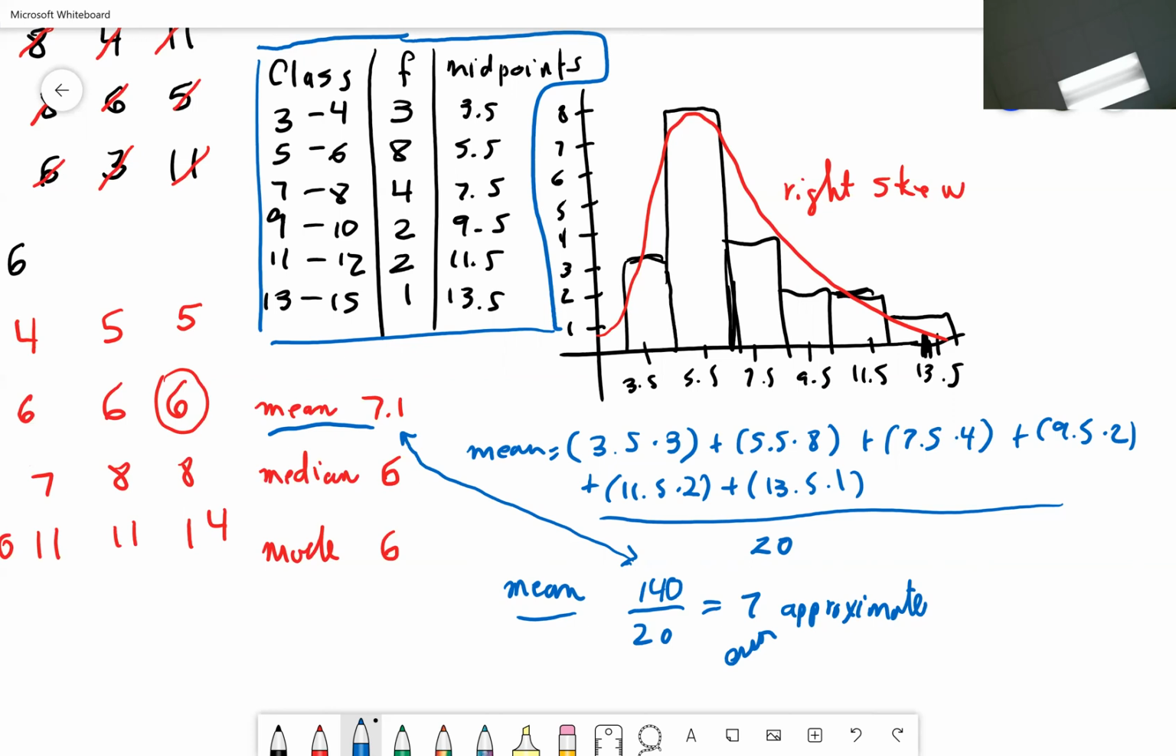So again, just to summarize, if the data is skewed, the best representative for the center is the median. If the data is symmetric, we can choose between the mean or the median, but it's preferable to use the mean because the mean is calculated from all the numbers. So mathematically, it's more sound.